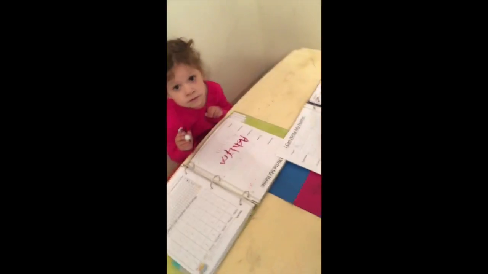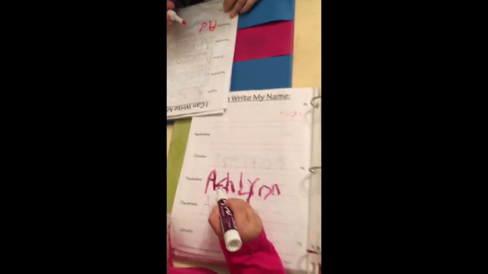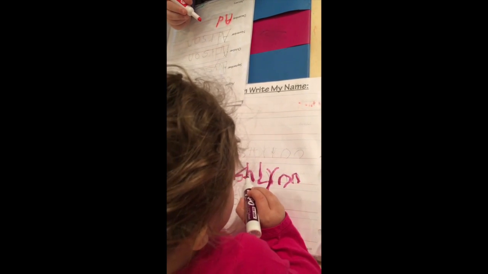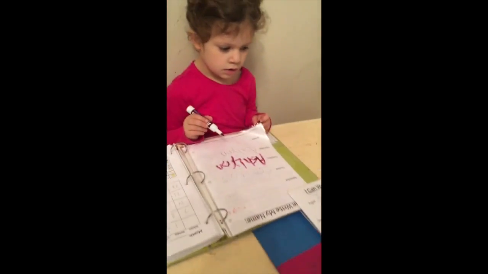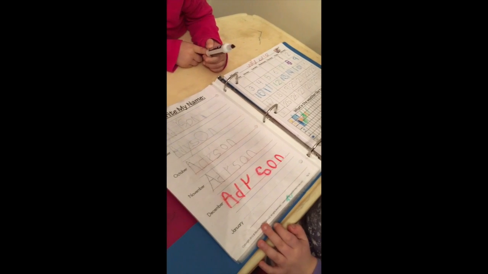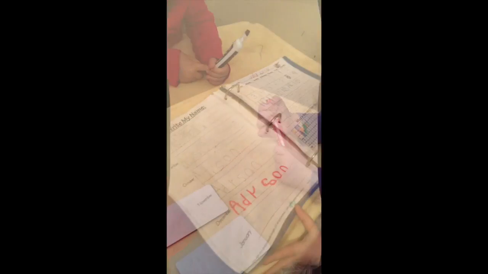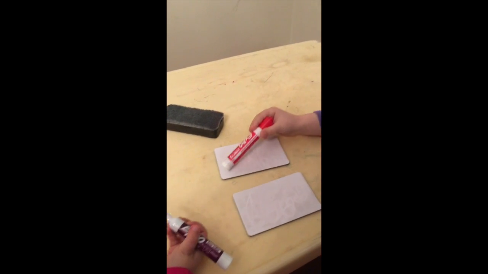Hey, Ashlyn, how do you spell your name? A-S-H-L-Y-N. Very good. You go ahead, Addison. This is our name. She's traced her name, but Addison is actually writing her own. She does every month. Oh, get your eraser. Do it one more time. How do you spell it? A-D-D-I-S-O-N. Good job.